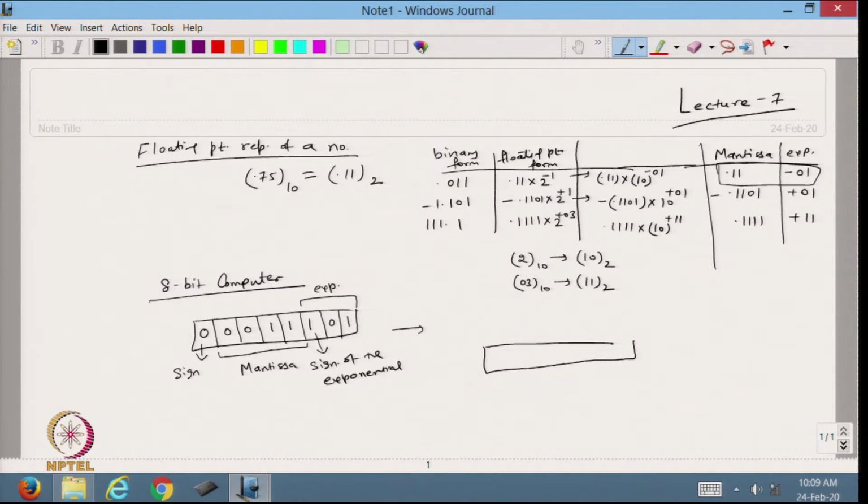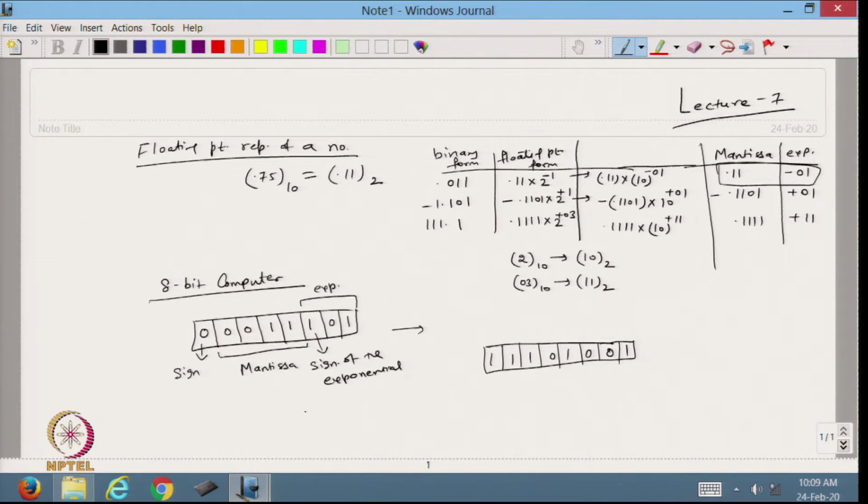In the same way, for the next one, if I have an 8-bit computer, I will put the negative sign, so 1, and then I will put 1 1 0 1, and then 0 for the sign of the exponent and 0 1. So in this way, if I work with an 8-bit computer, this number can be saved in the memory.